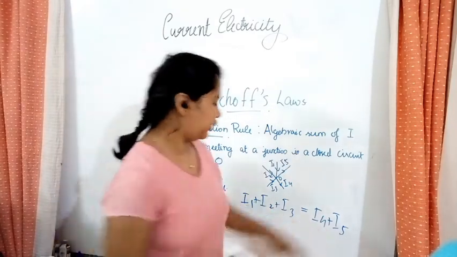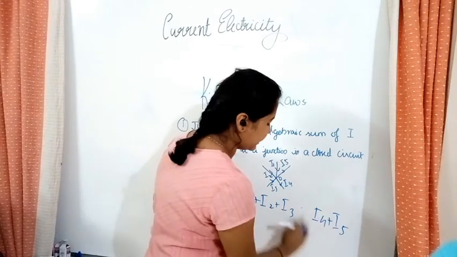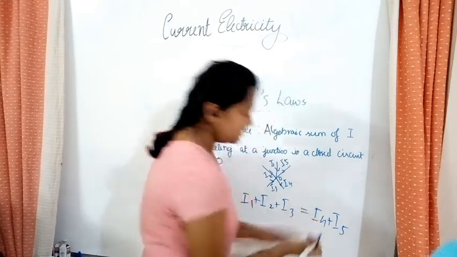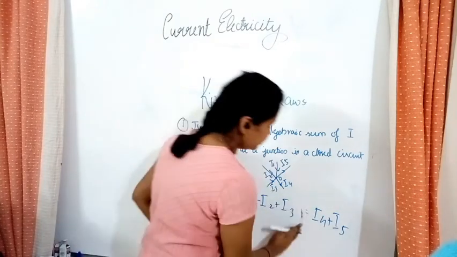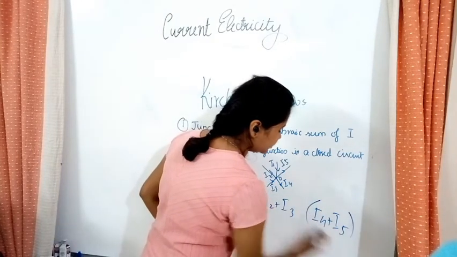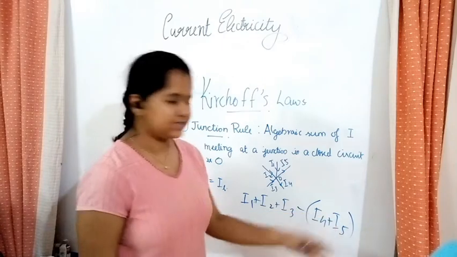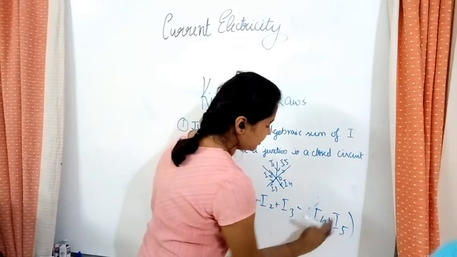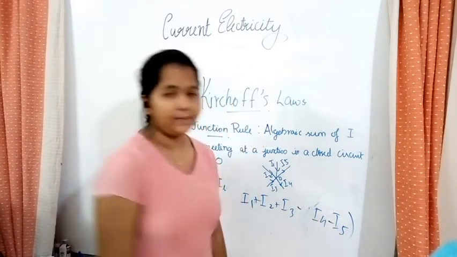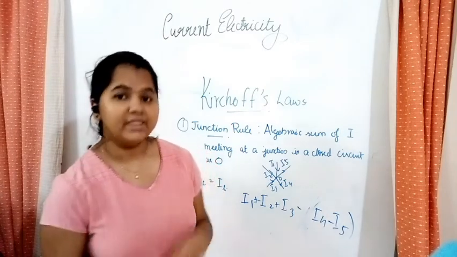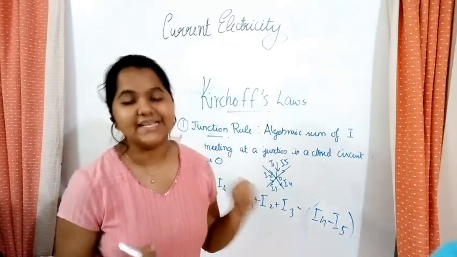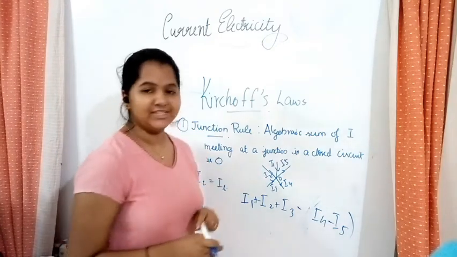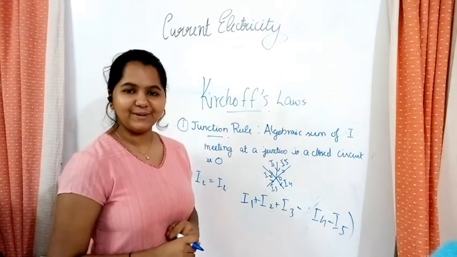If this is 0, what will happen when this comes to this side? Now it is on the opposite side of the equation, and we are taking it to the same side, so this will become minus. By convention, the current entering is taken as positive and current leaving is taken as negative. So that is the junction rule. Next we learn about the loop rule.